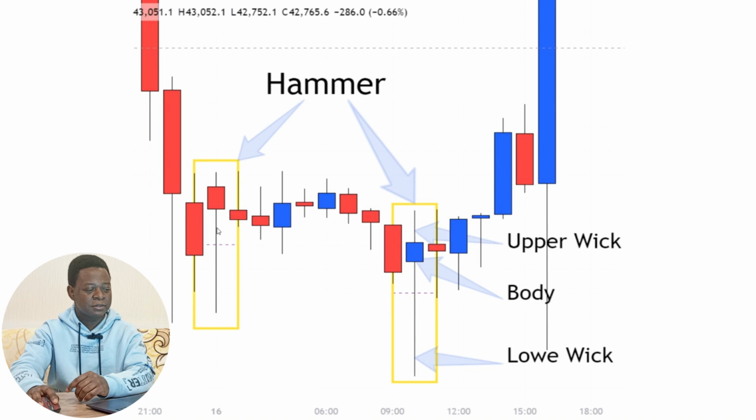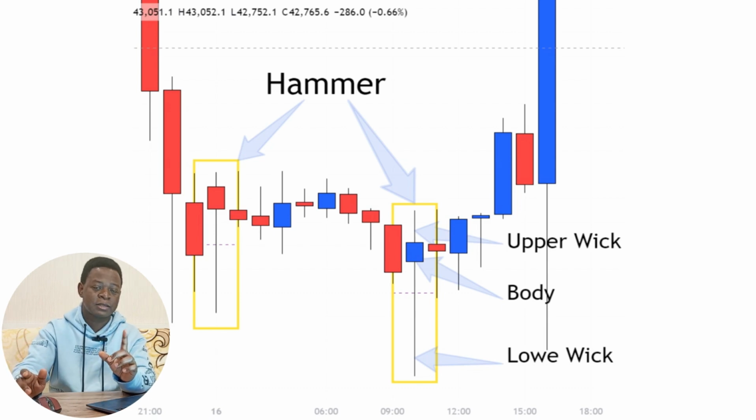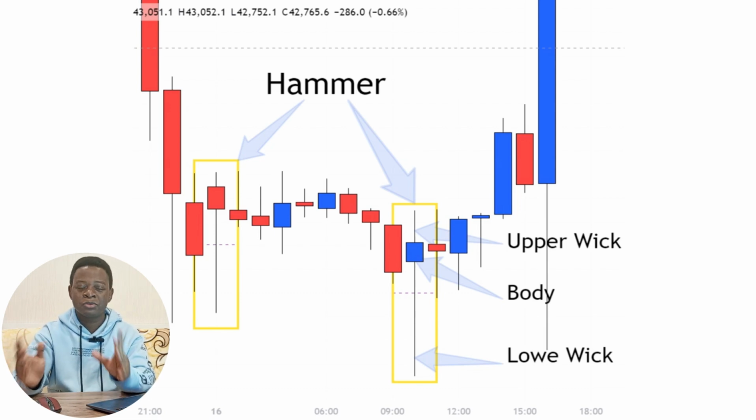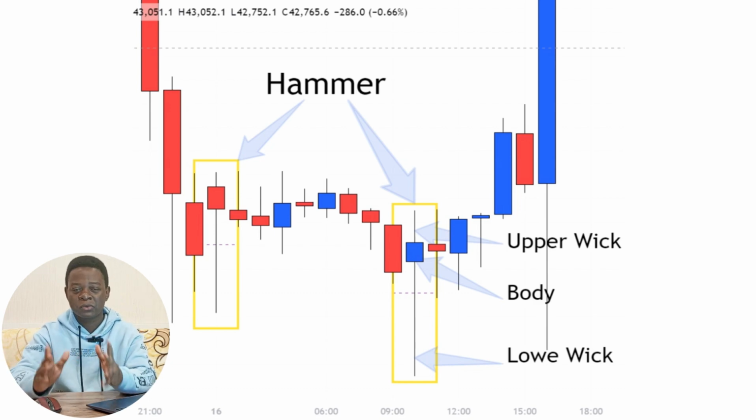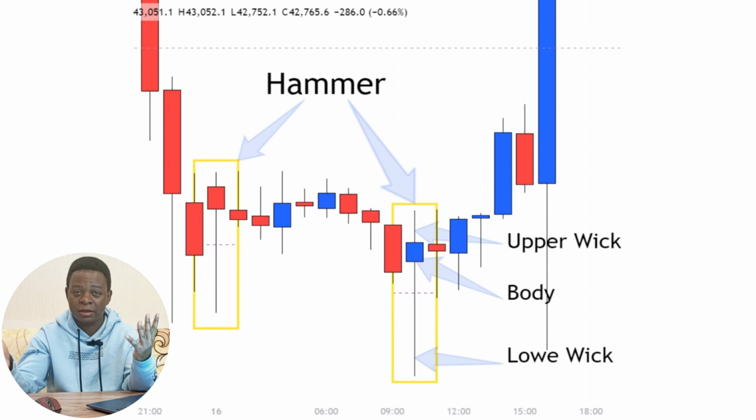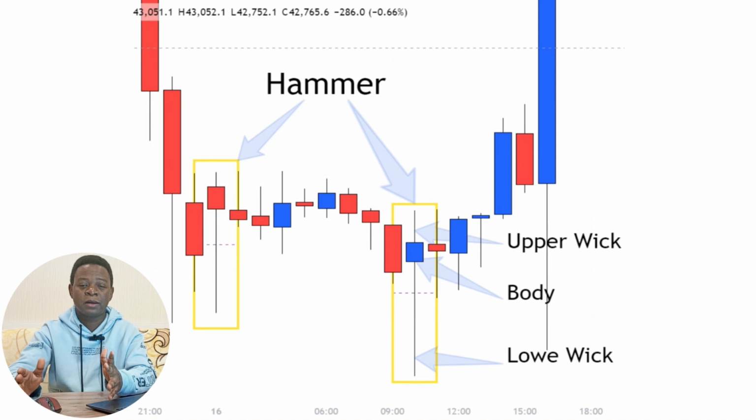As you can see, guys, this hammer has a long wick facing downwards, then a shorter upper wick, and then a small body. Those are the characteristics of a hammer. It has to have a long wick on one side, longer than the wick on the other side, I can say 2 to 3 times longer, and a small body. That's what makes up a hammer. It can face any direction, guys. It can face up or down. Wherever it appears, it will have a similar effect.